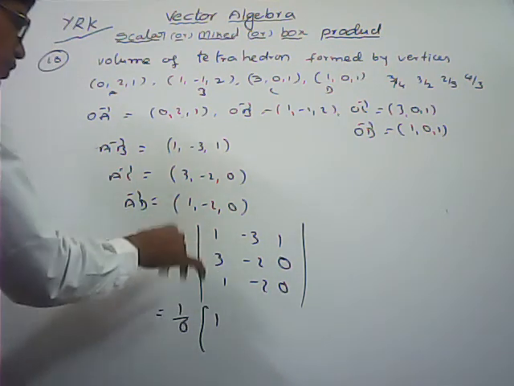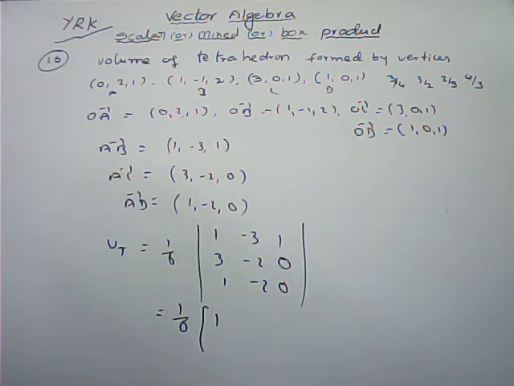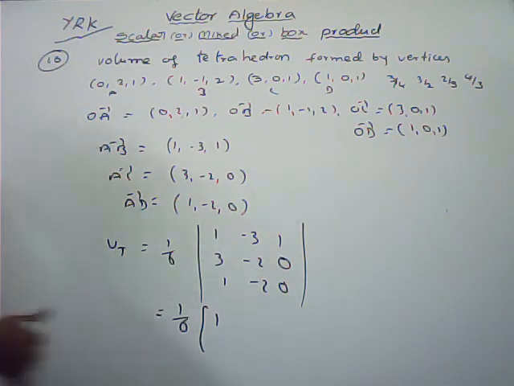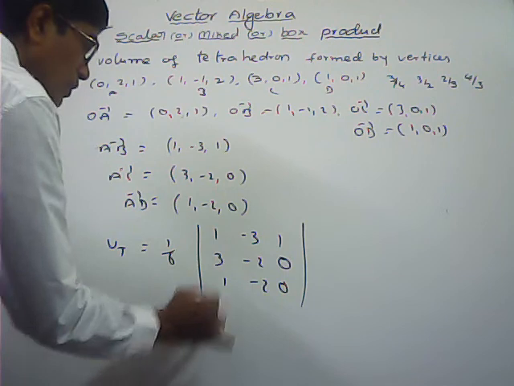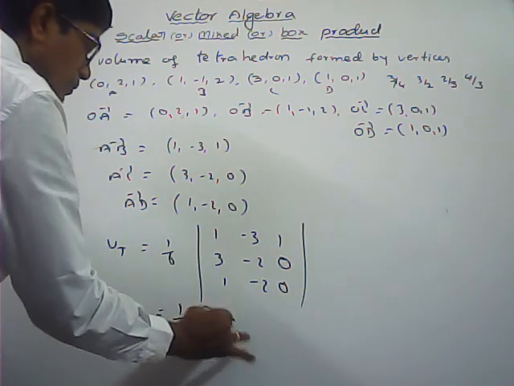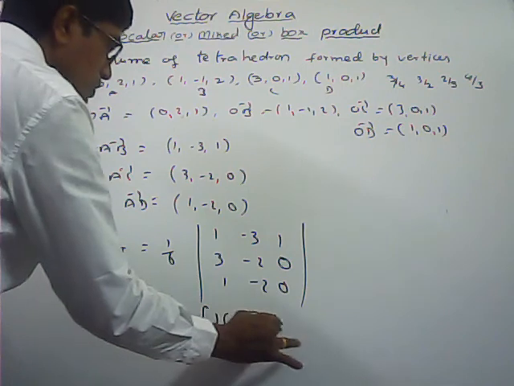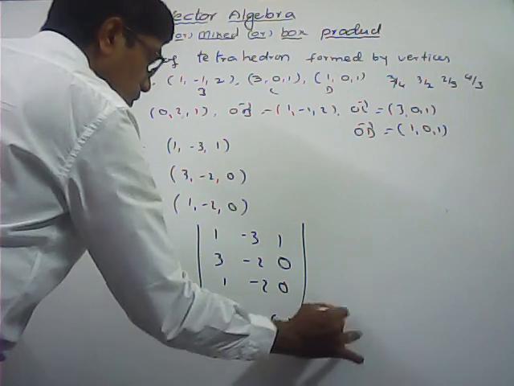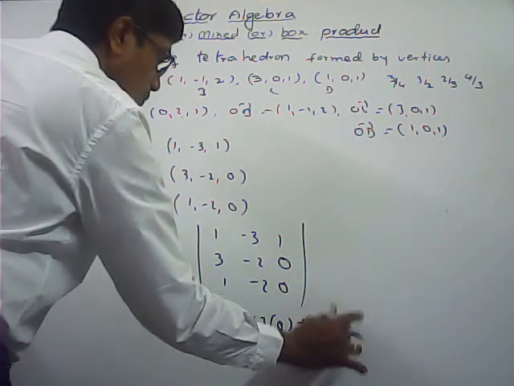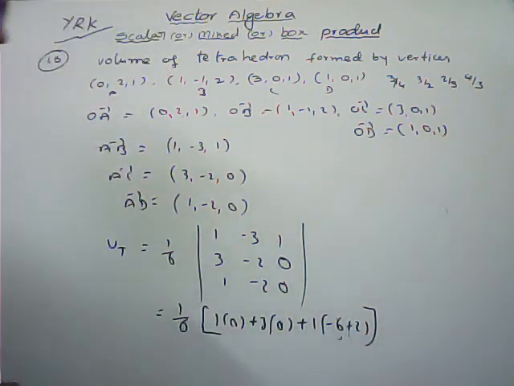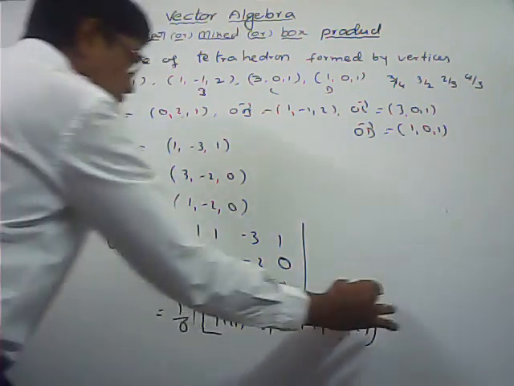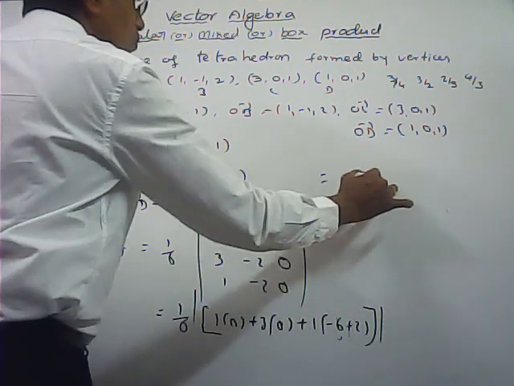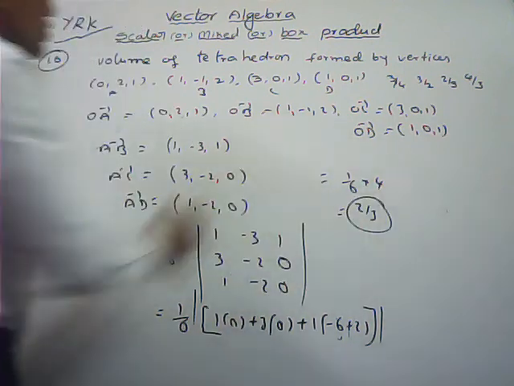You can also keep the modulus. Here we don't know whether we are getting a positive or negative value, so you can put the modulus and consider the positive value only. 1 into 0 plus 3 into 0 plus 1 into minus 6 plus 2. Here you put in the modulus; we have to consider the positive value. How much are we getting? Minus 4, that is 4 only. So 4 by 6, that is equal to 2 by 3 cubic units.